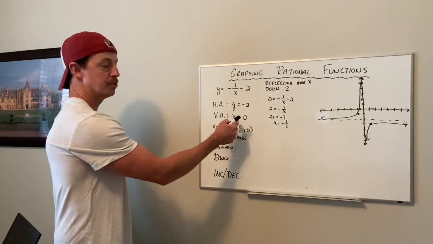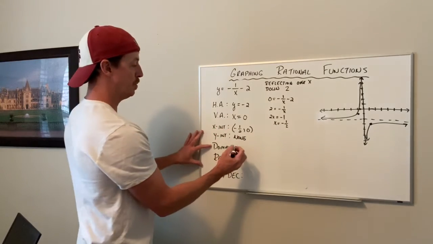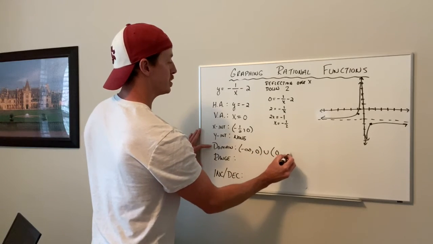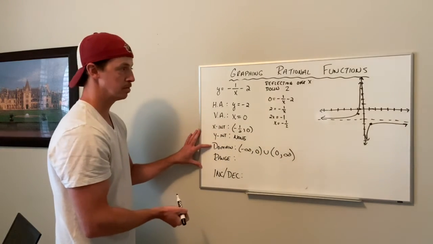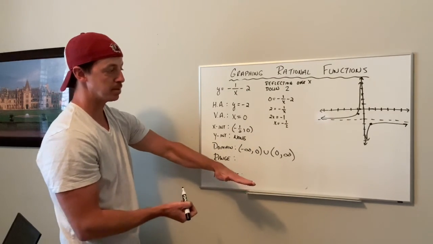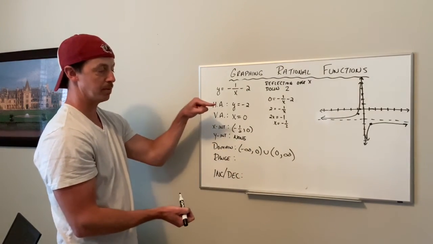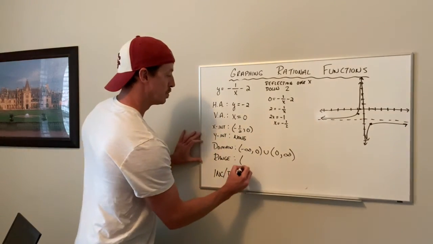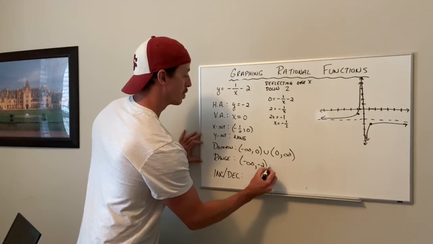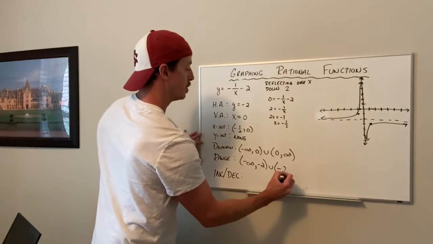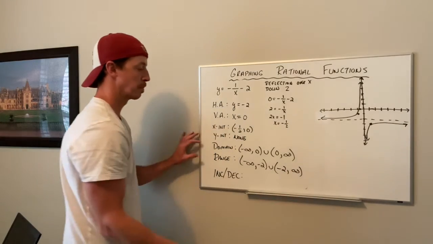All right, since your vertical asymptote didn't move, that means your domain is going to be the same as it was for the parent function, for the original reciprocal function. The range will change a little bit though, because that horizontal asymptote came down. So instead of going from -infinity to 0, it's actually going to go from -infinity to -2, and then pick up at -2 on the other side and go to infinity.